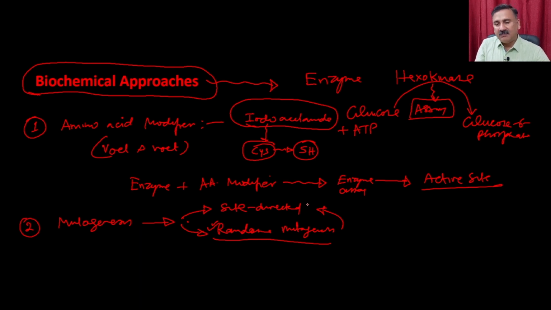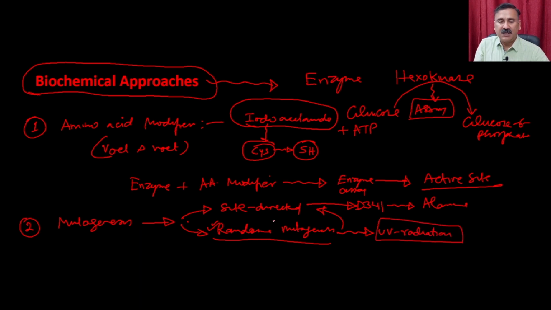So what does site directed mutagenesis mean? Site directed mutagenesis means I am going to modify the 341st amino acid. Suppose this is aspartate, so D341 I am going to modify to alanine. Okay, so that is called site directed mutagenesis. Random mutagenesis means you do random mutations by UV radiation and all kinds of sources, and that is very crude.